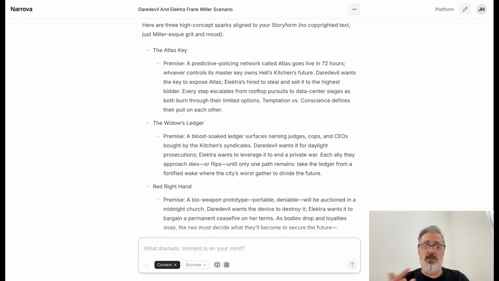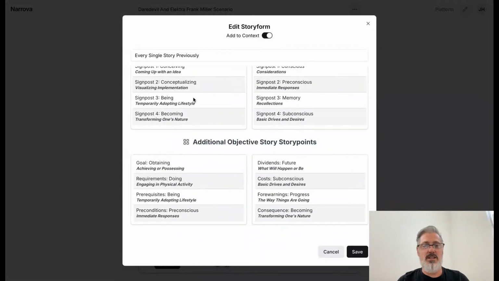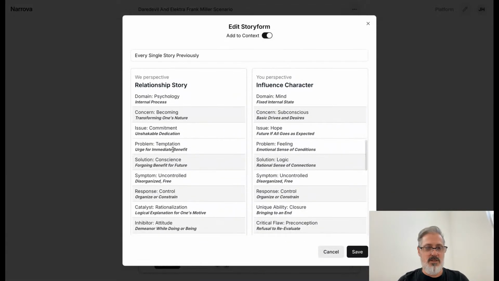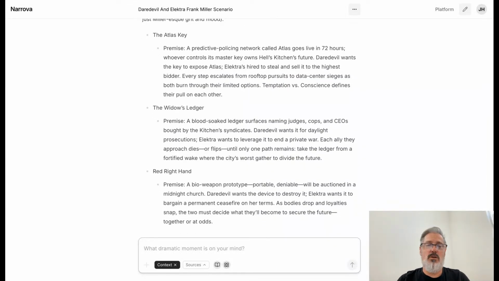So this one's really cool because their relationship, if you know anything about them, they're kind of hooked up with one another. But their relationship story throughline will revolve around this idea of temptation and conscience. So trying to take the easy way out either brings them closer together or pushes them further apart. And maybe at the end, they figure out a way to work with a little bit more conscience.